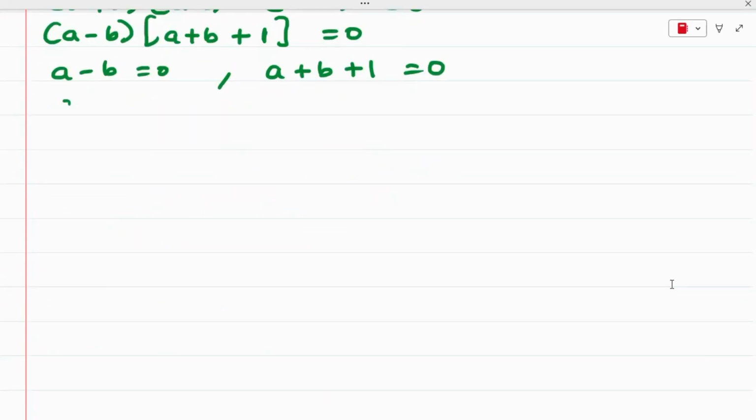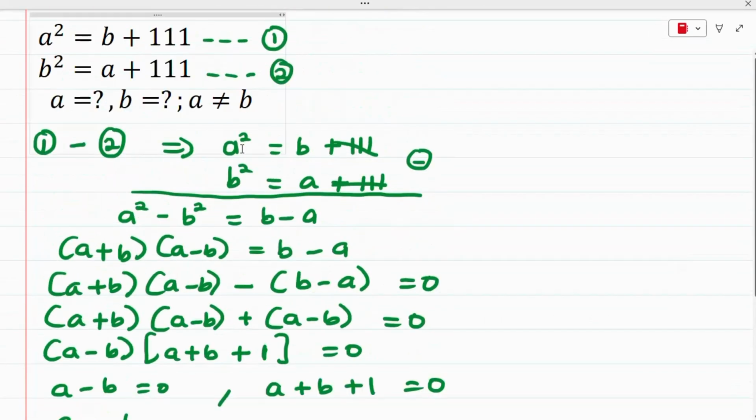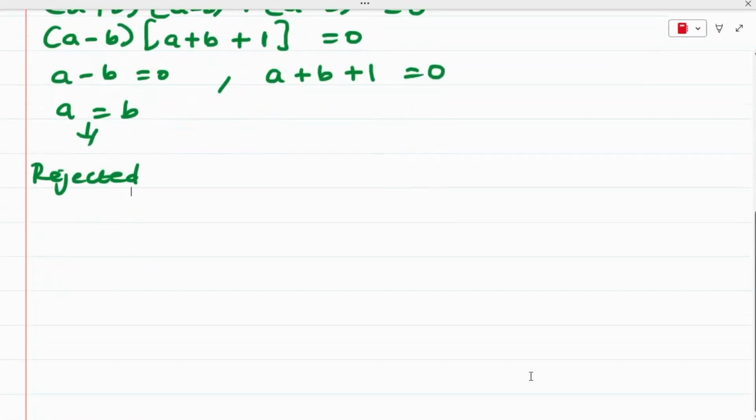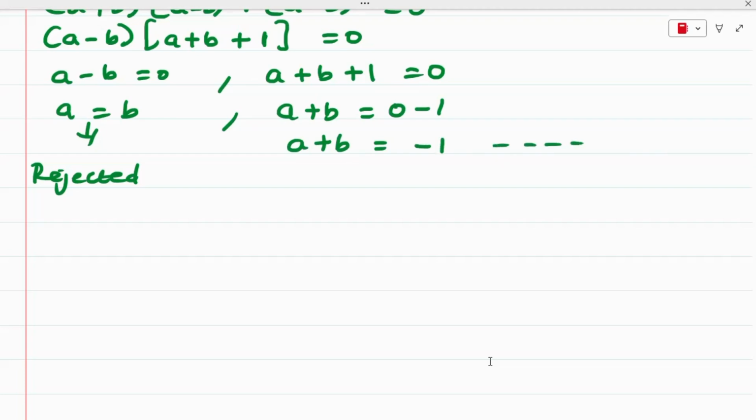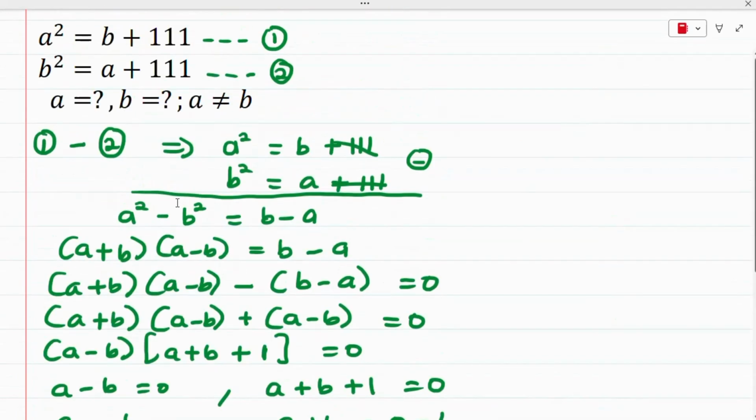So from here we have that a is equal to b. This is rejected because it was given to us in the question that a is not equal to b. So from here this is what's rejected. From this part we have that a plus b is equal to 0 minus 1, and a plus b is equal to minus 1. I'm going to call this equation 3.